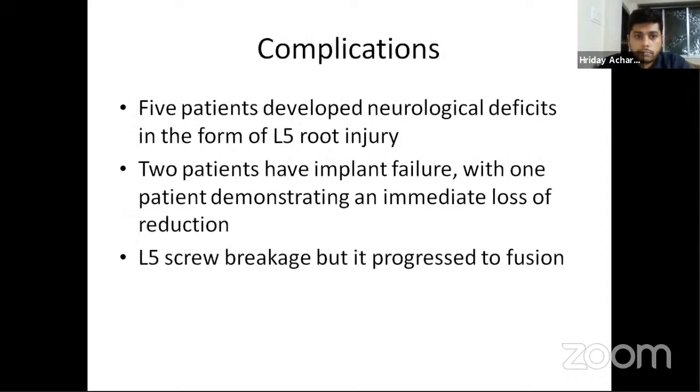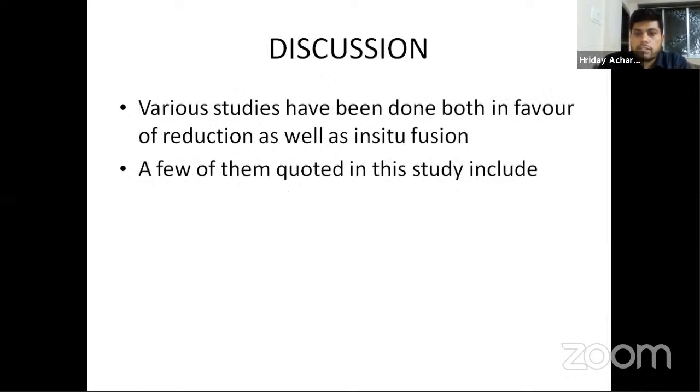So 5 patients developed a complication of the L5 root, which is a well-known complication. Most of them recovered. Two of them had implant failures with immediate loss of reduction, and one of them had an L5 screw breakage, but eventually it fused. So various studies have been done which favor both reduction as well as in situ fusion.